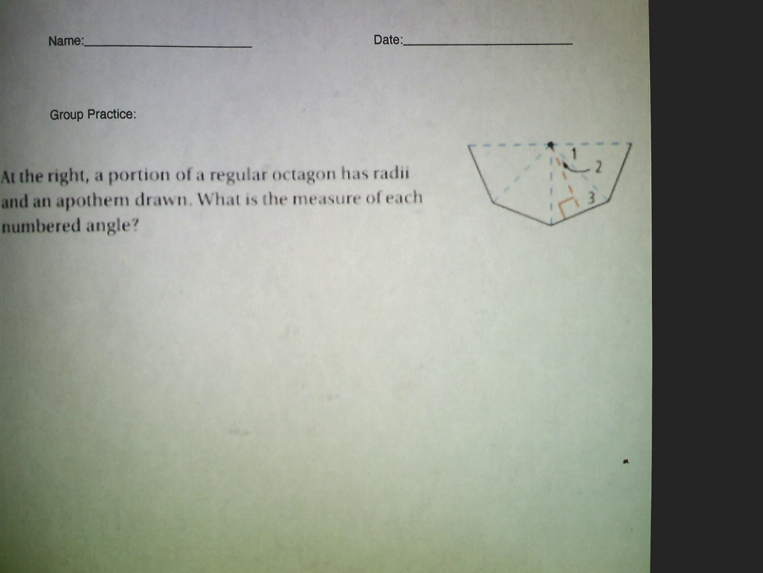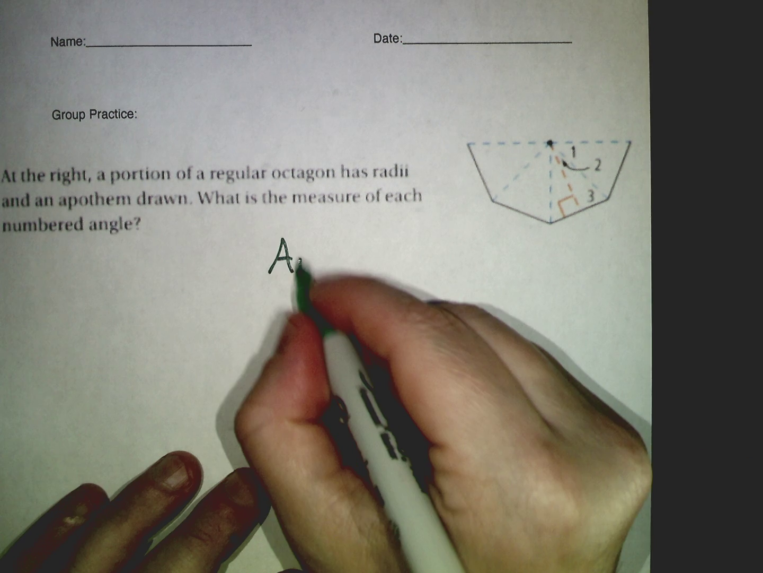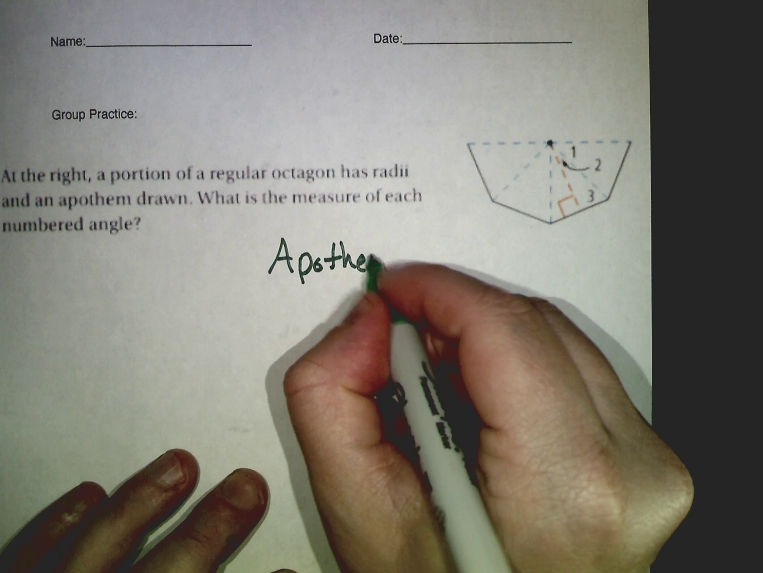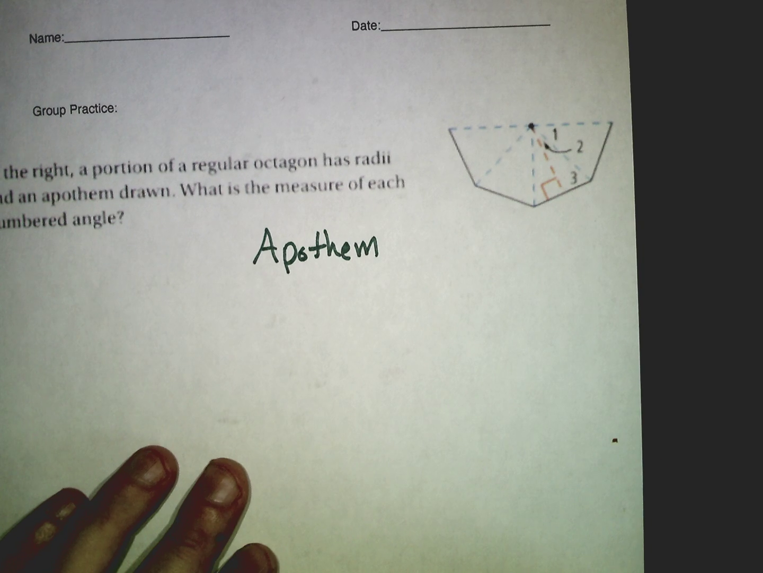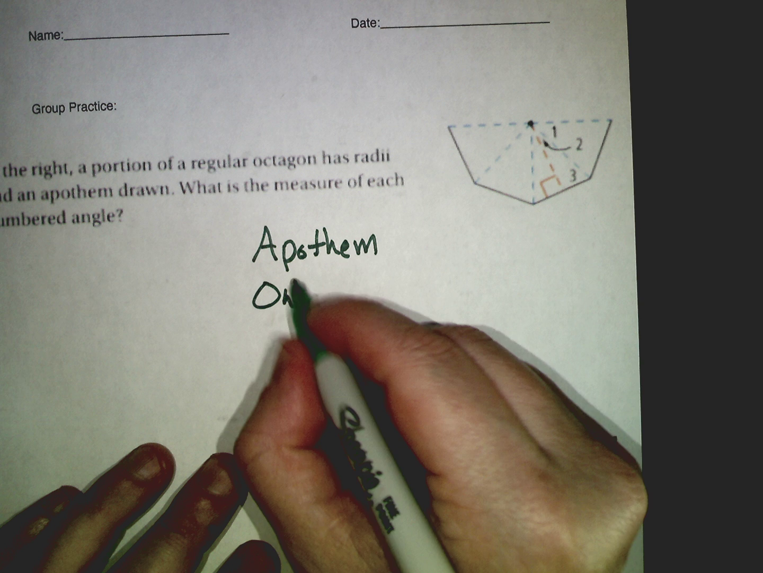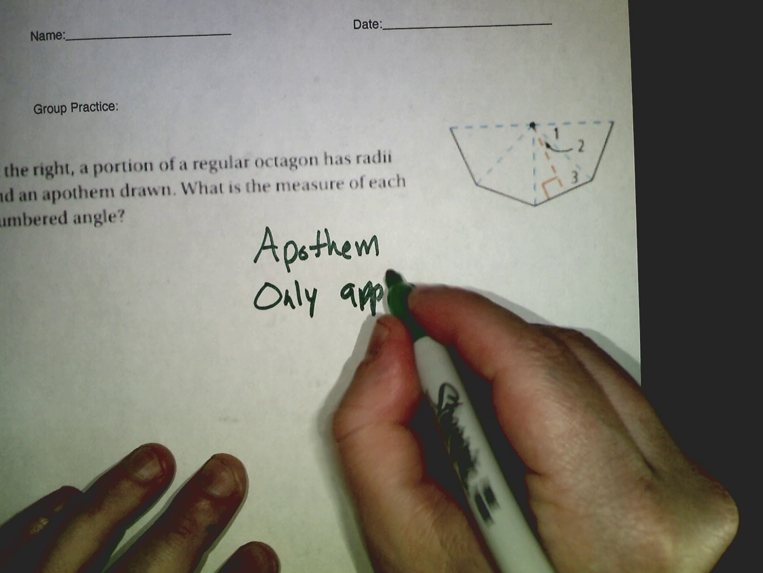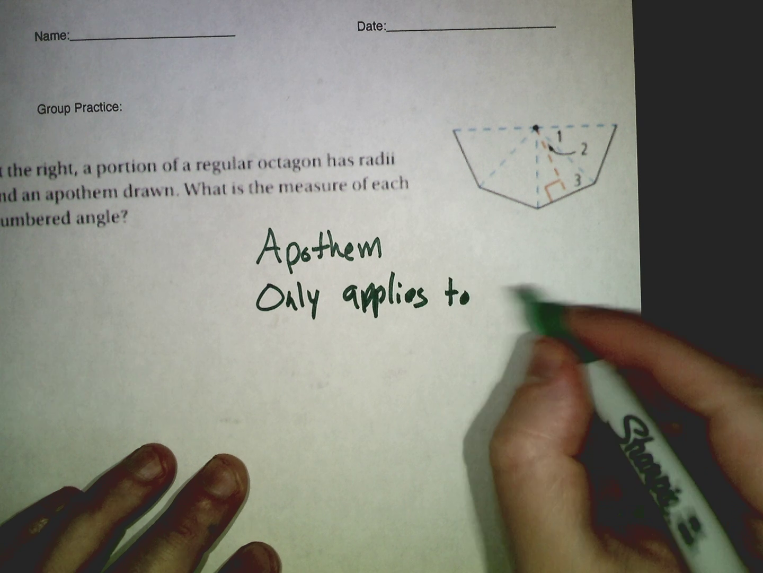Okay, so today, before we do anything, we're going to learn about a thing called the apothem, okay? The apothem. Now, this apothem only applies to regular polygons.